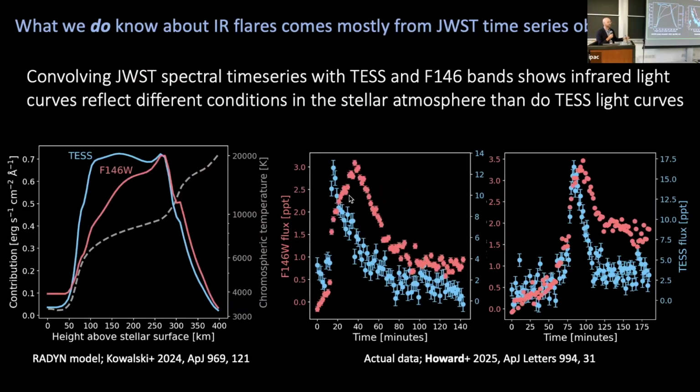When we overlay the F146 bandpass on both of these plots, though, we can immediately see a difference. In terms of the contribution function, it skews towards larger heights above the photosphere. So we're probing a different temperature regime and different plasma conditions. And this is reflected in actual data by a time lag, a later rise towards peak, and a much more gradual decay phase.